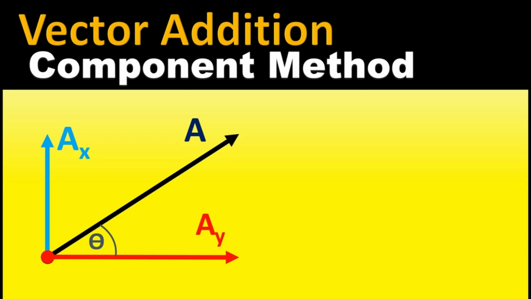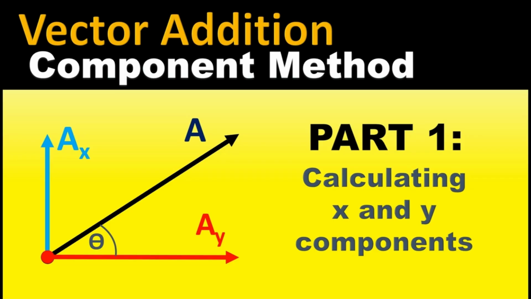Good day, everyone. Today we will learn the first part of vector addition by component method, which is to calculate the x and y components of vectors directed at an angle. Let's get into it.